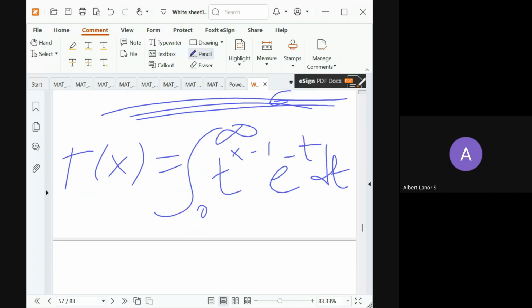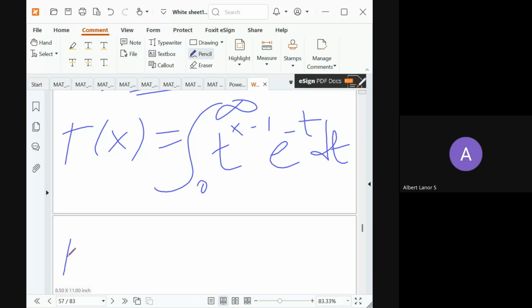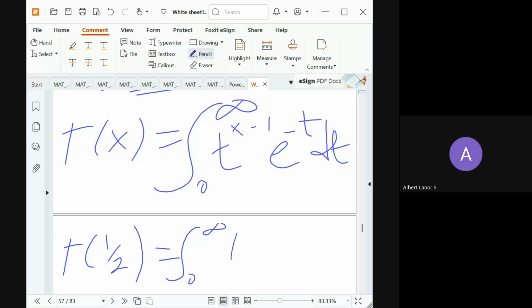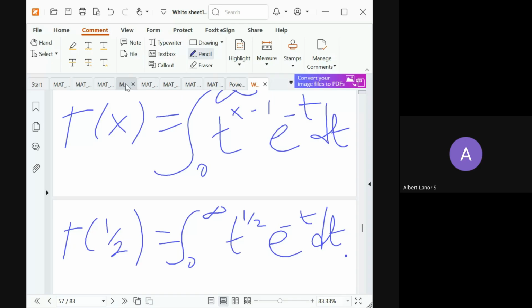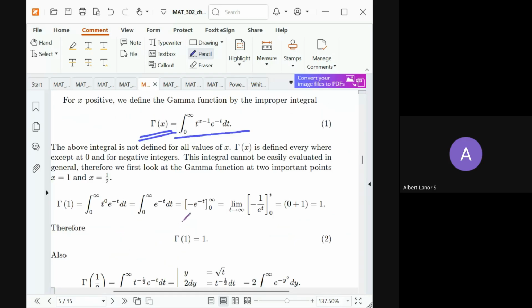Now, first, we want to find gamma of half. If x is half, you're going to have the integral from 0 to infinity of t to the power half e to the minus t dt. This is an integral that we can easily do using integration by parts. So you have to use integration by parts to do this.